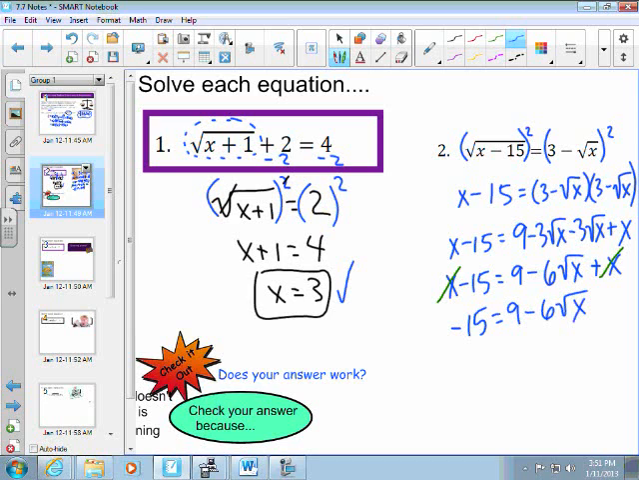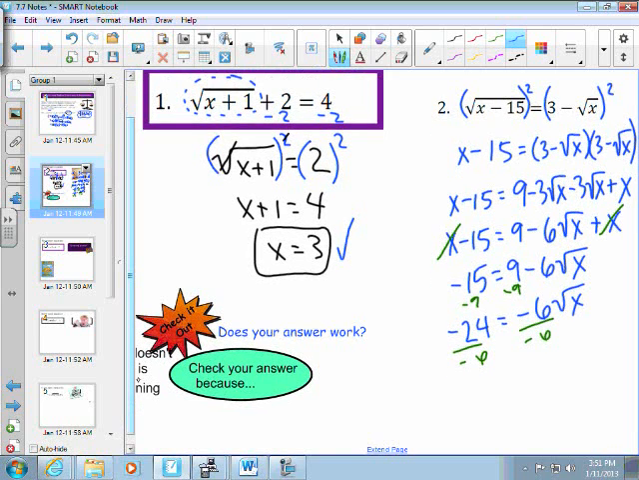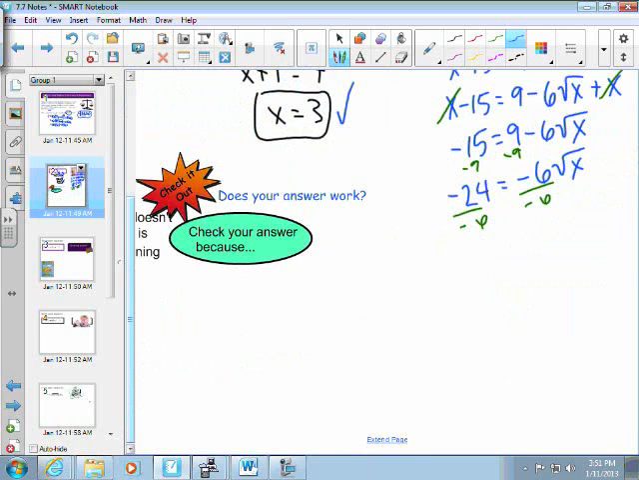All right, now what can we do? Well, let's get our numbers together. Let's subtract 9 from both sides. And if we subtract 9, now we got negative 24 equals negative 6 square roots of x. Well, let's divide by negative 6. Dividing by negative 6, that's going to get us closer to the answer because now we have a value of 4 equals square root of x.